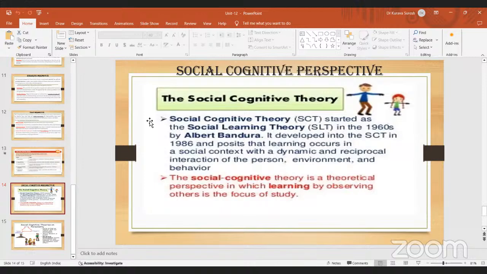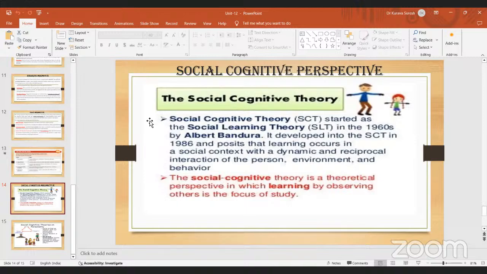Social cognitive perspective. Social cognitive theory is essentially standardized as social learning theory, from Albert Bandura. It was developed in the 1960s. Learning occurs in a social context with a dynamic and reciprocal interaction of the person, environment, and behavior. Teaching is a reciprocal activity, offline; online there is some barrier.